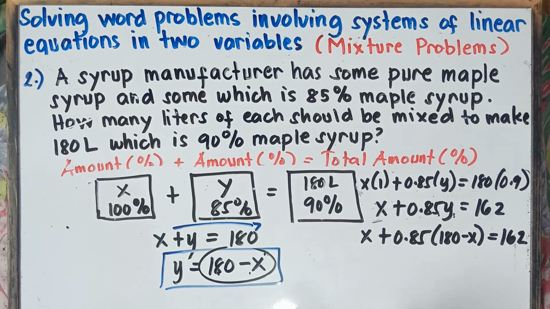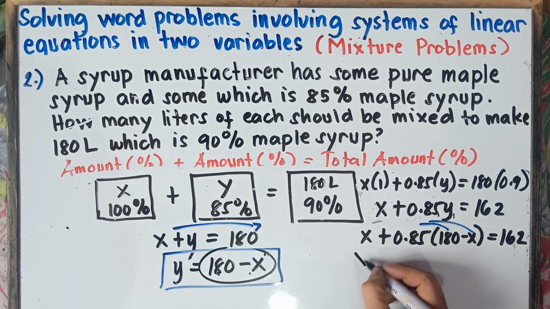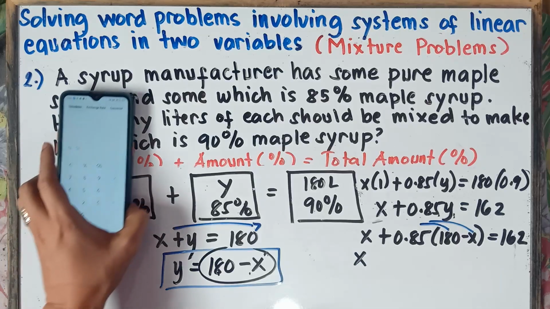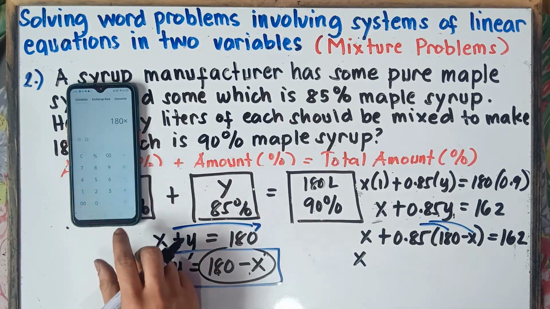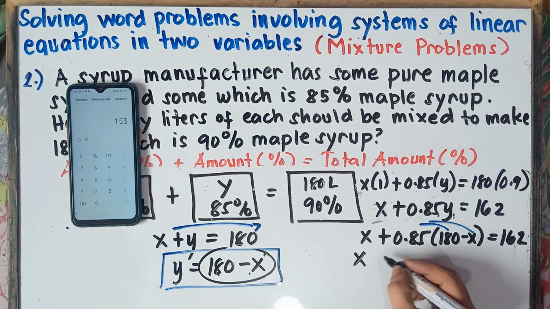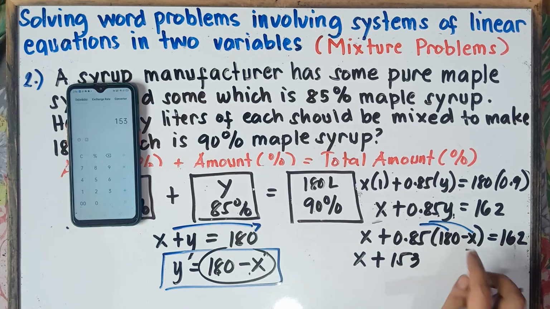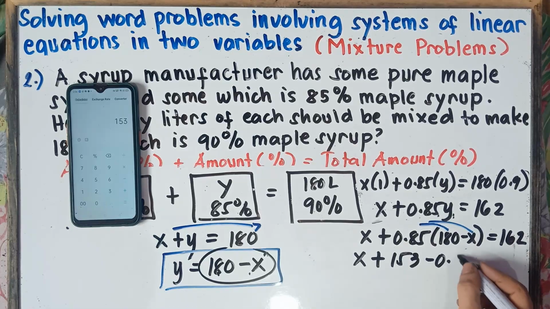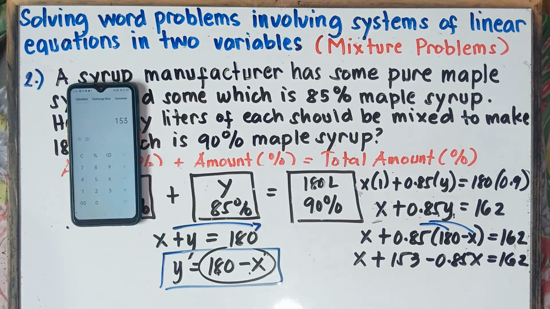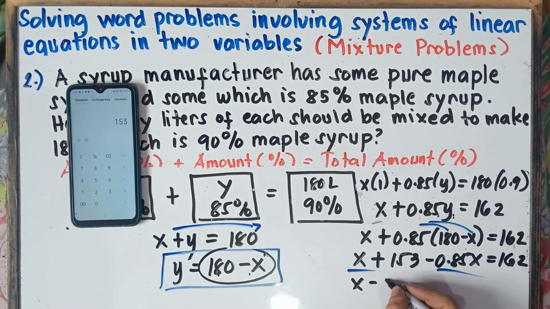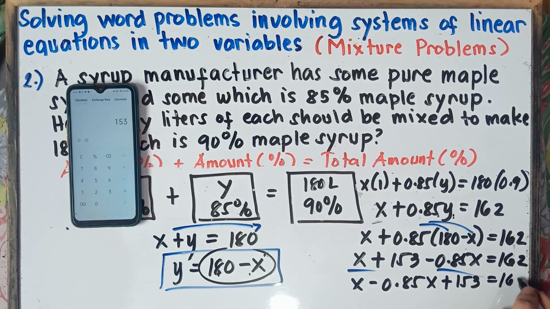And then apply the distributive property. So copy x. So 0.85 times 180, that would be positive 153. Then 0.85 multiplied by x, that would be negative 0.85x, is equal to 162. And then combine this one, simply arranging it so we are not confused. x minus 0.85x, copy, plus 153 equals 162. So combine this one.